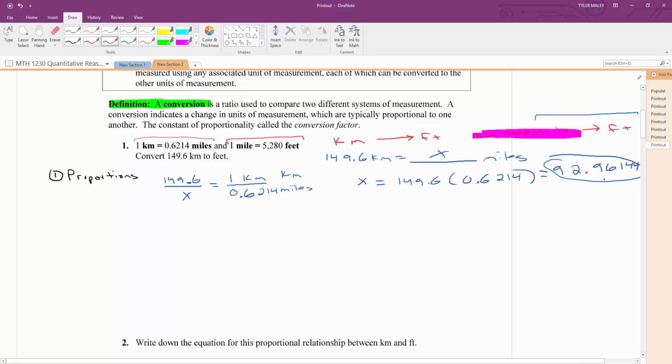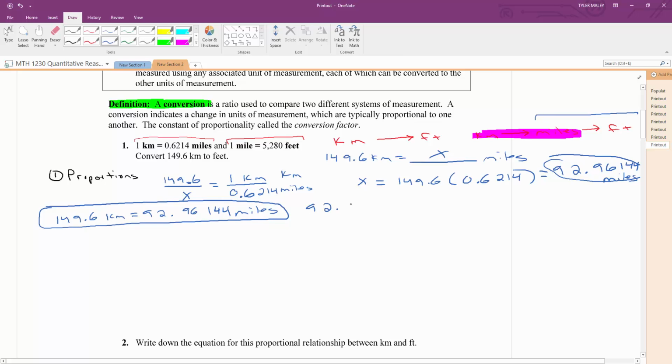And just to be clear, the unit here was miles. So basically what we know right now is that 149.6 kilometers equals 92.96144 miles. Now I want to take these 92.96 miles and convert them into so many feet. That's what we're after in the very end.